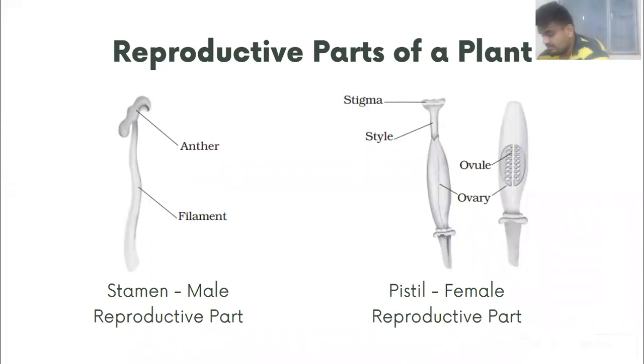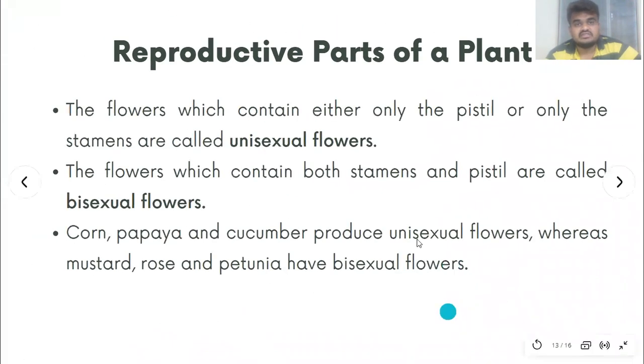So this is the ovary and ovule in the female reproductive part, which is known as the pistil. Next, we already studied unisexual and bisexual flowers. In upcoming topics like pollination and fertilization, you are going to study about these unisexual and bisexual flowers. Indirectly you are studying both.